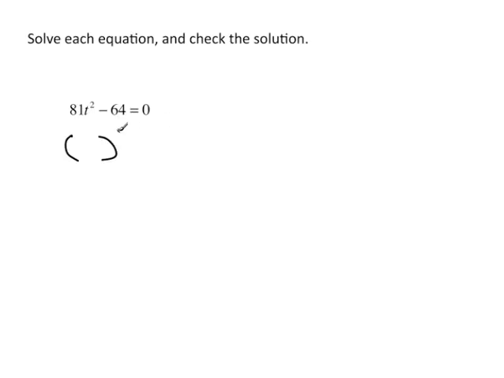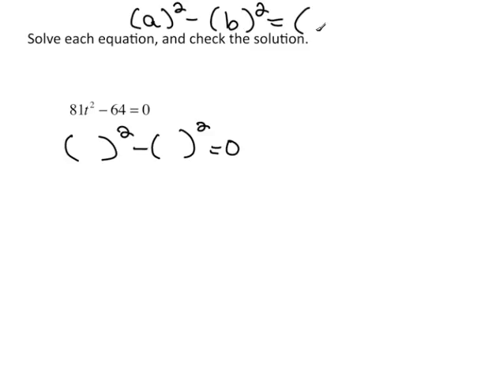So we have something square minus something square equal to 0. Remember, when you have a difference of squares, and you can write it like this, a squared minus b squared, then your answer is going to be a plus b times a minus b. So that's my goal, to see if I can find a number that if I multiply it by itself, it's going to give me 81, and then a variable that if I multiply it by itself is going to give me t squared.